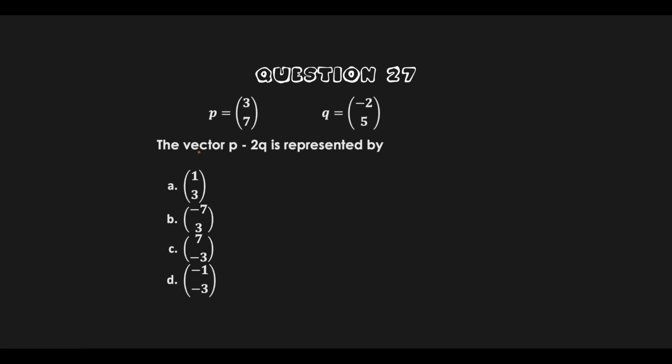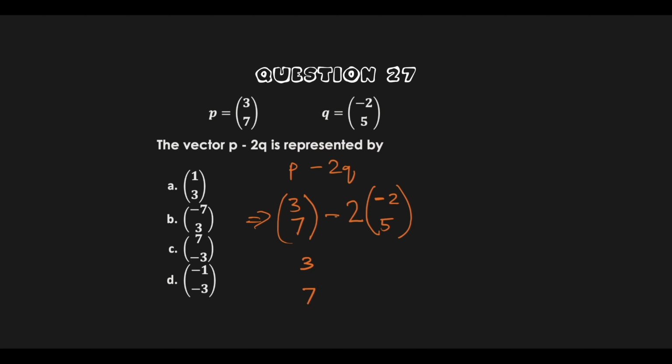This one, it says the vector p take away 2q. So what's p? So p is this. So I could say p minus 2q would be p, which is 3, 7. And I'm going to subtract the 2q, and I'll have here minus 2, 5. So let's try to set this up now. So we'll have the 3 here, the 7.